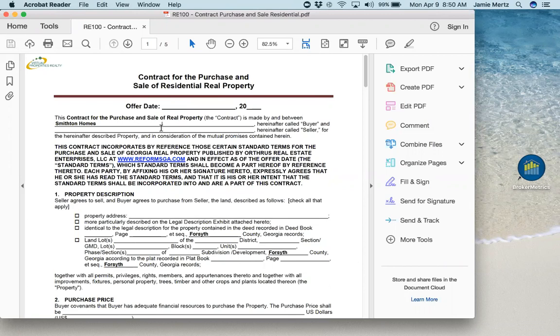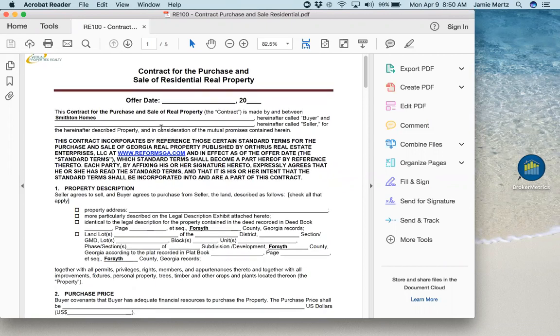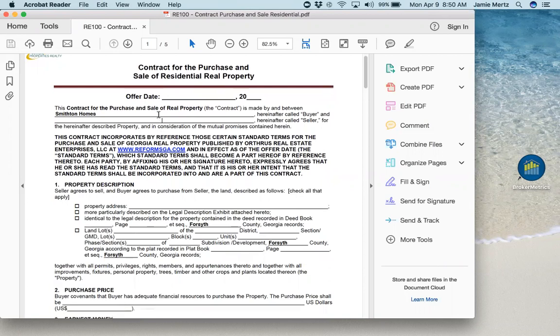If you're representing the buyer and you don't know the seller's name, you can find the seller's name located on the tax records. Otherwise, you are welcome to leave that part blank, but do fill in your buyer's name.